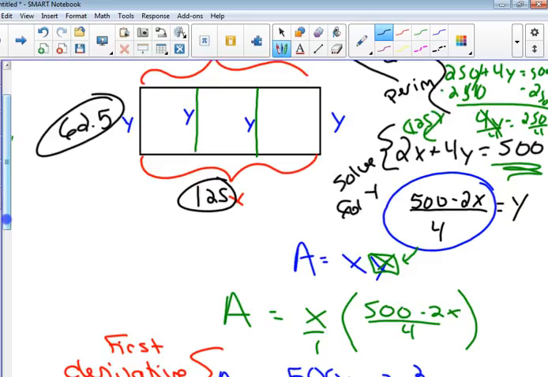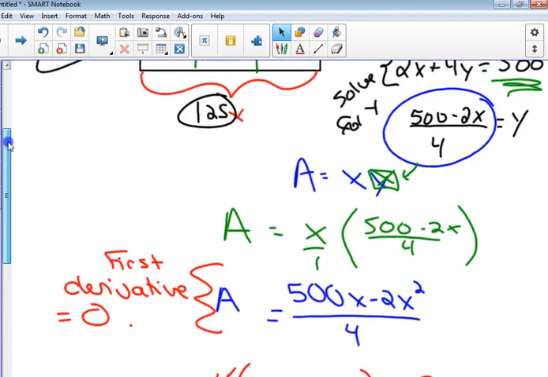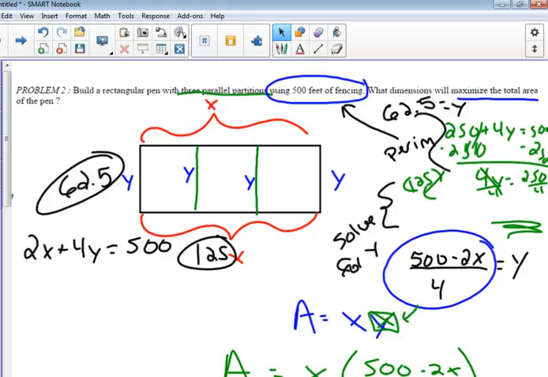Yeah, so after we get the 125. Okay, so once you guys get your 125, is that where you need to go? Yeah. Okay, so once you get the 125, that's just one value, so you need to get the y. So what you're going to do is plug it back in. You plug it into the y, this right here.